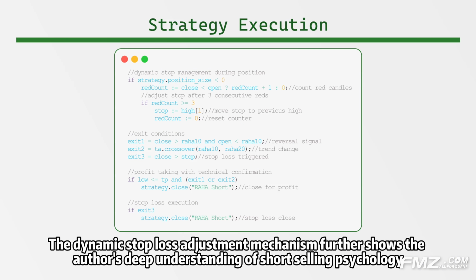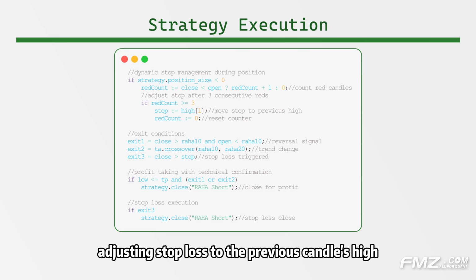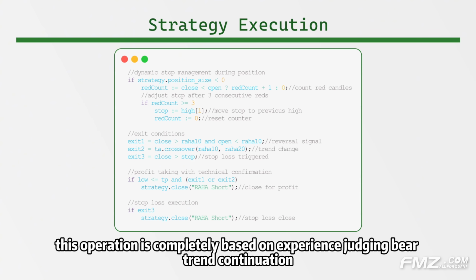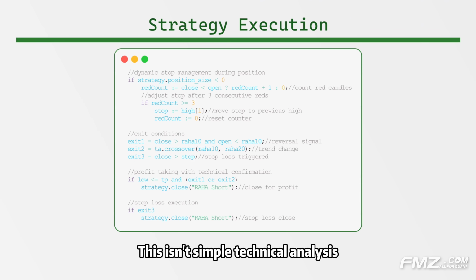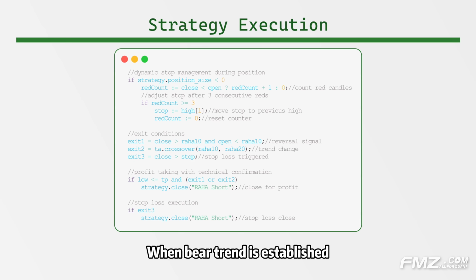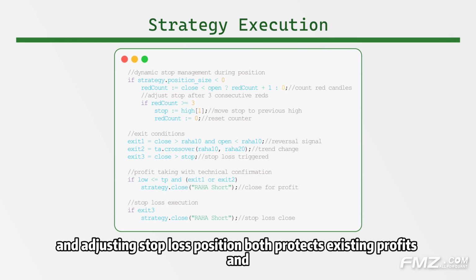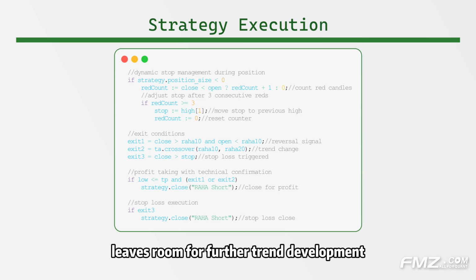The dynamic stop-loss adjustment mechanism further shows the author's deep understanding of short-selling psychology. When 3 consecutive red candles appear, the stop-loss is adjusted to the previous candle's high. This operation is completely based on experience judging bear trend continuation. This is not simple technical analysis, but deep insight into market participant behavior patterns. When a bear trend is established, every bounce is a new shorting opportunity, and adjusting the stop-loss position both protects existing profits and leaves room for further trend development.